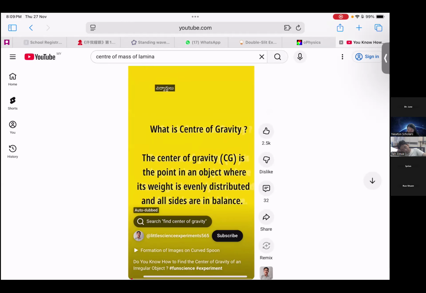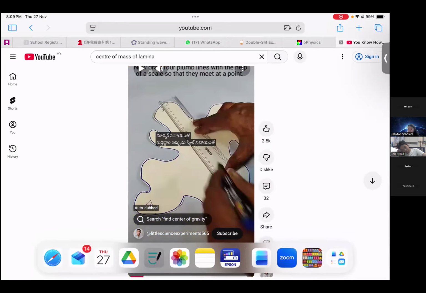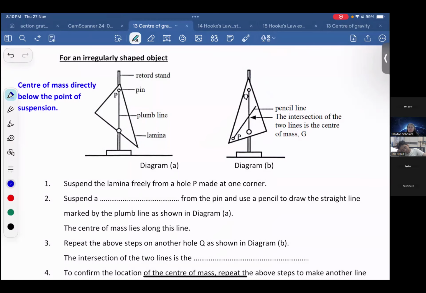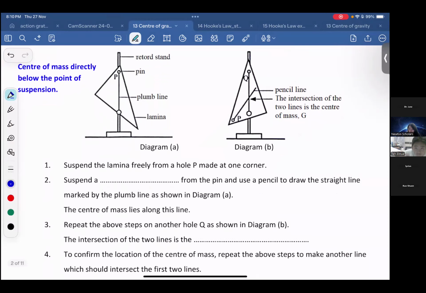Okay, so this is the method for finding the center of mass of an irregular shape object. We cannot use the method of finding the line of symmetry, because it is not a uniform and symmetric object. So how do we find the center of mass here? First, you have to suspend the card and make sure it can move freely and does not get stuck. Then we make one hole at one corner. Any point you can choose. Then what do we need to suspend? We need to suspend a plumb line.